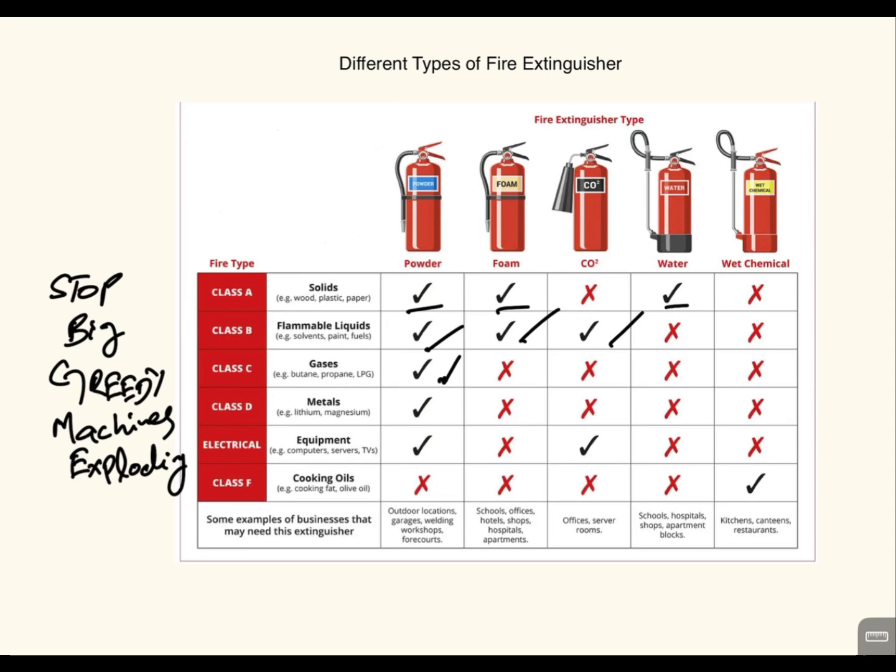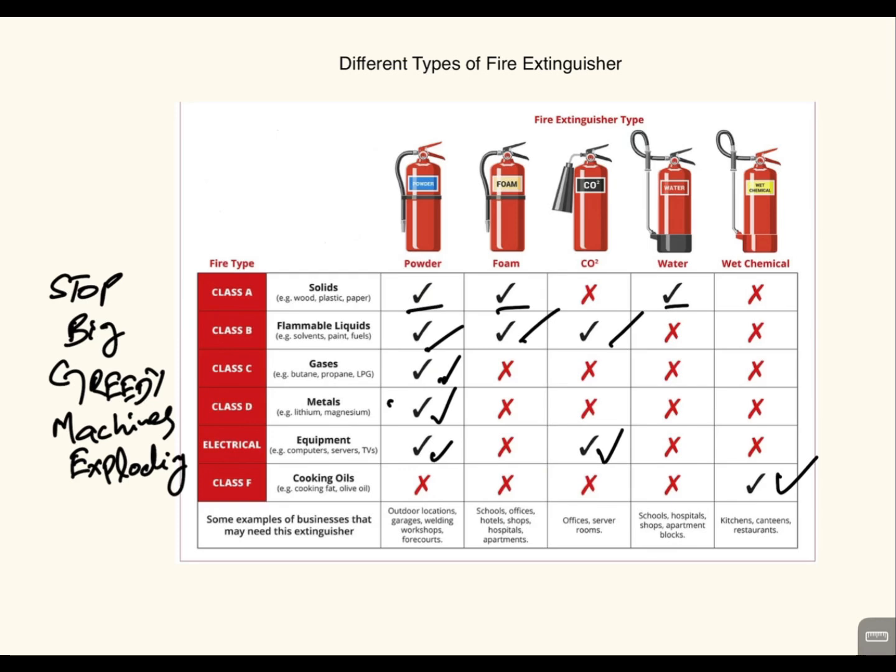Class D is metals, lithium, magnesium. So batteries, right? Where I think lithium is used, right? So for anything which is lithium or magnesium, only a powder fire extinguisher can be used, right? Electrical stuff, computers, servers, data centers, where we have electrical stuff, we can only use powder and CO2, right? And for cooking oils, we may use wet chemicals, right?